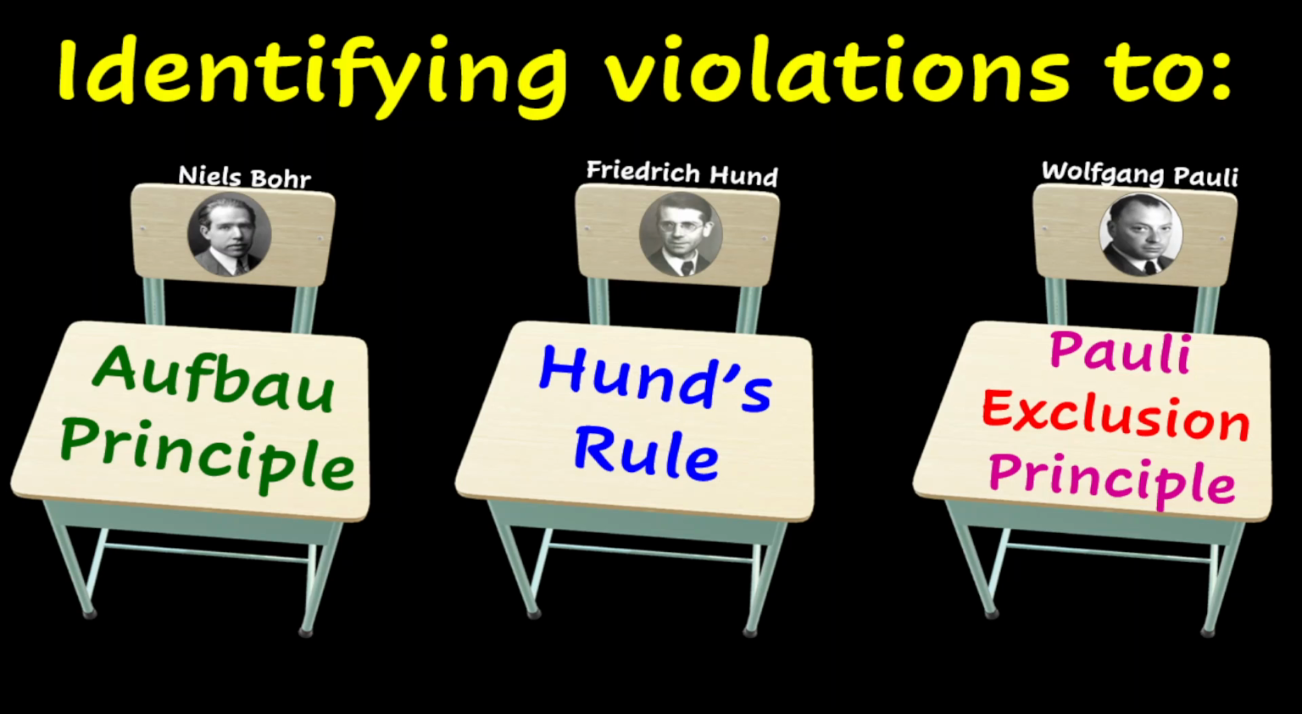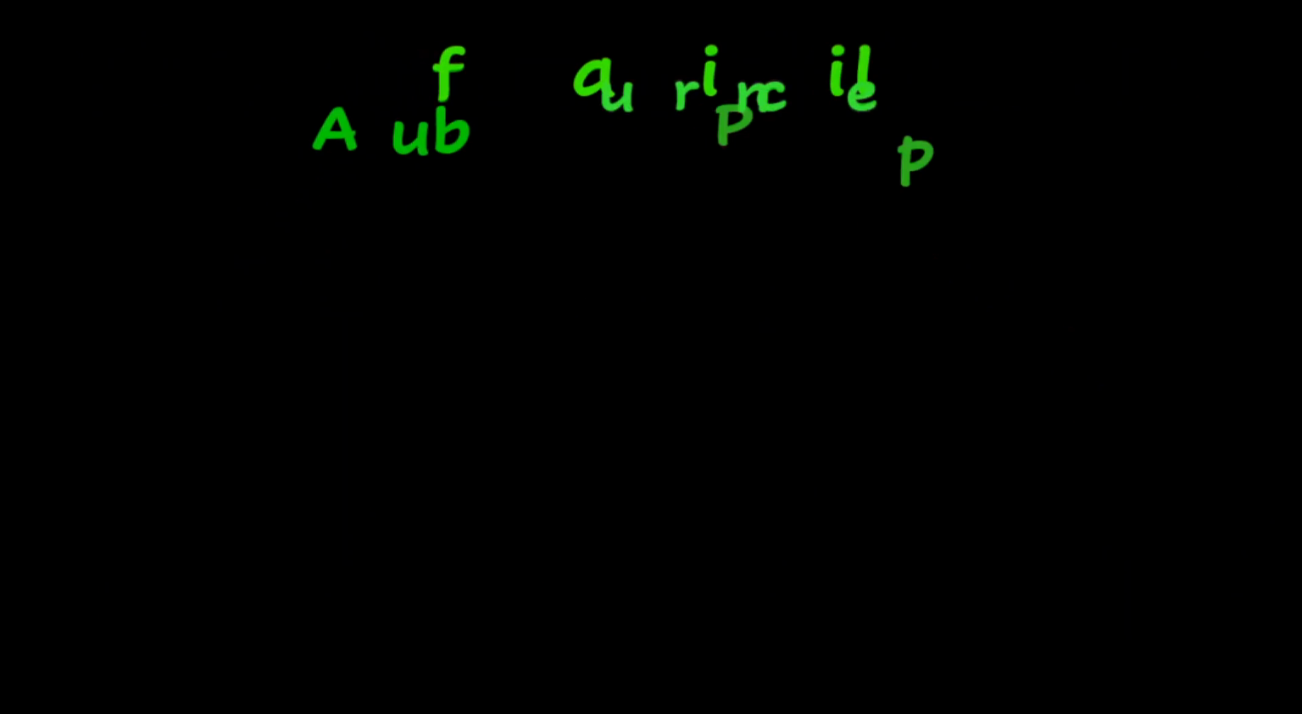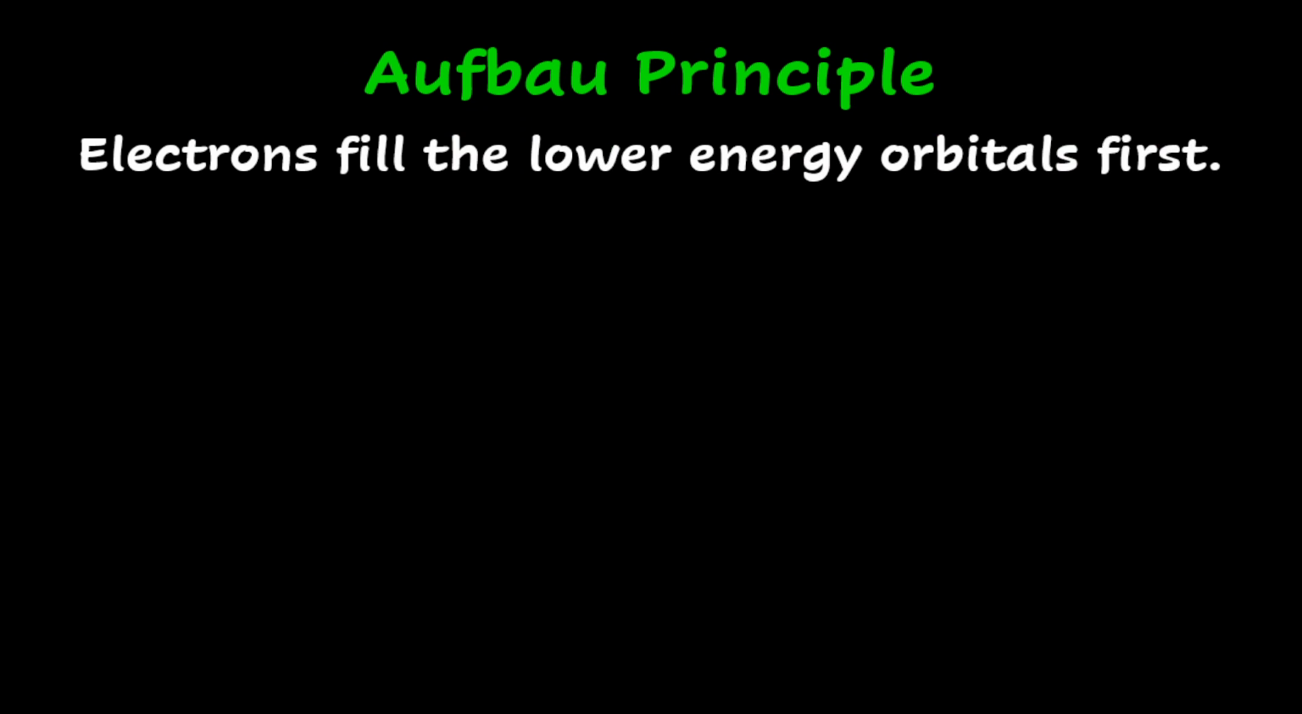Hello everyone. Today I want to enhance your understanding of how to identify violations to the Aufbau Principle that was developed by Niels Bohr and Wolfgang Pauli. Also the Hund's Rule that was developed by Friedrich Hund and the Pauli Exclusion Principle that was developed by Wolfgang Pauli.